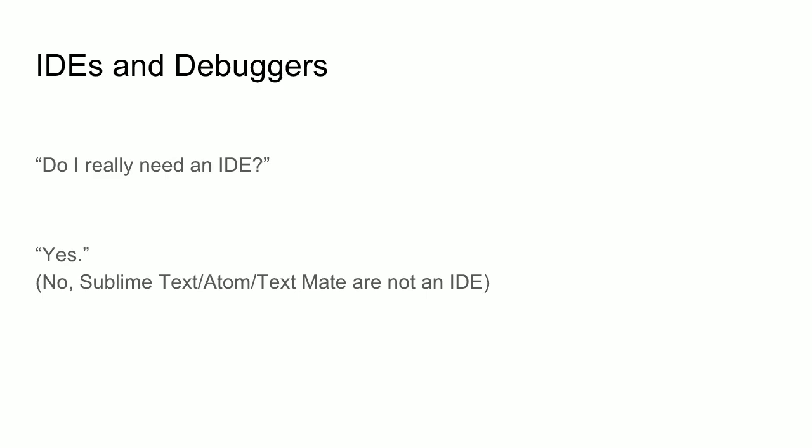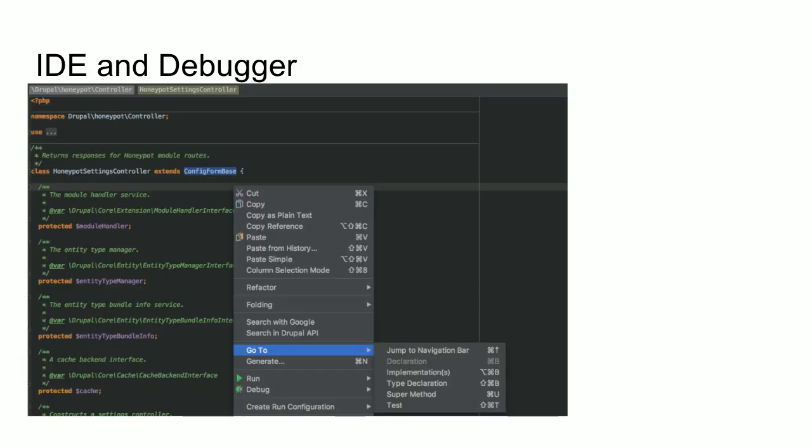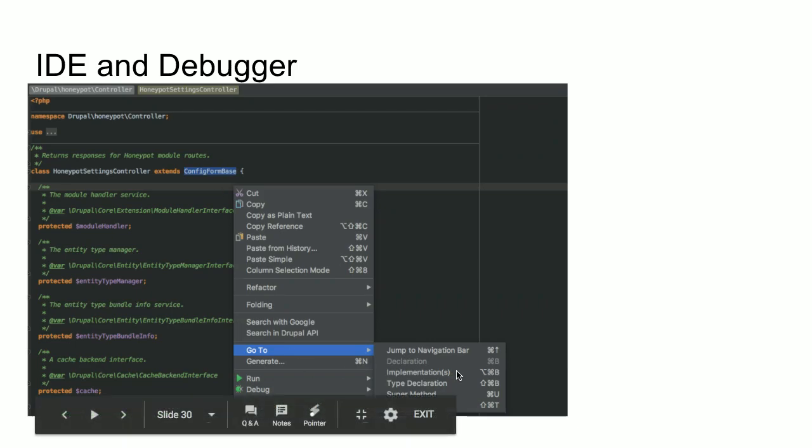One of my favorite questions from people starting to work with Drupal 8 is, do I really need to use an IDE? Yes. I still use Sublime daily, but I don't use Sublime for development. Mostly, there's two reasons. The first is that even though you can set up a text editor to code complete, it doesn't necessarily crawl the structure of the code. A great example: if I'm looking at Honeypot and this says class Honeypot settings controller extends config form base, and I want to know what's actually in that base class, in an IDE I can just jump to the declaration of that original class and see what's there.